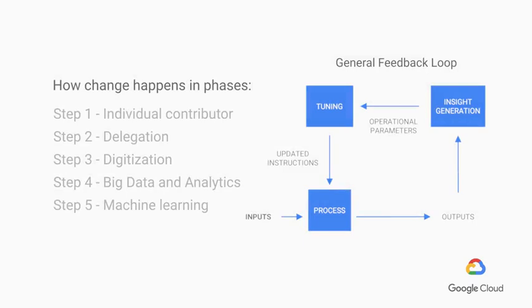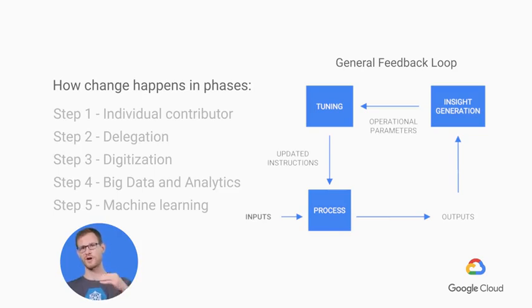And so when we think about the path to ML, I want you to think about how we're going to automate each one of these boxes, each one of these cornerstones in the business process tuning. So in the first step for anything, and I'm going to explain more of these steps on a later slide, the first step of any new business process is just an individual contributor, one person doing it. And then you get multiple people doing it, and then you digitize that process.